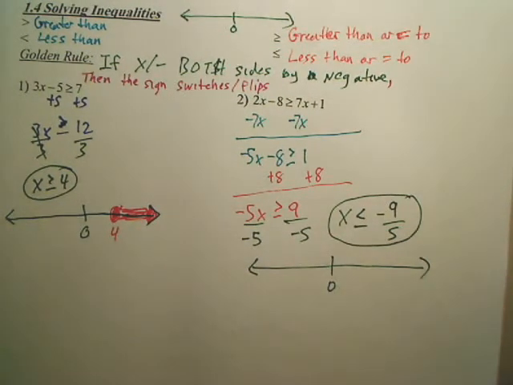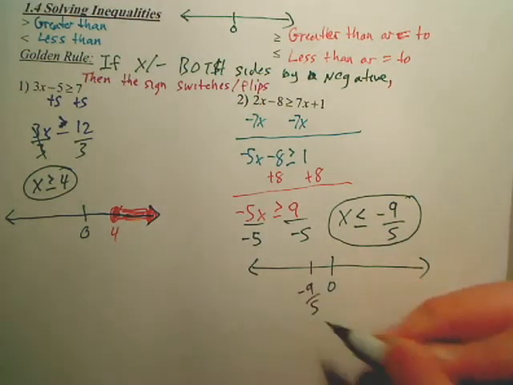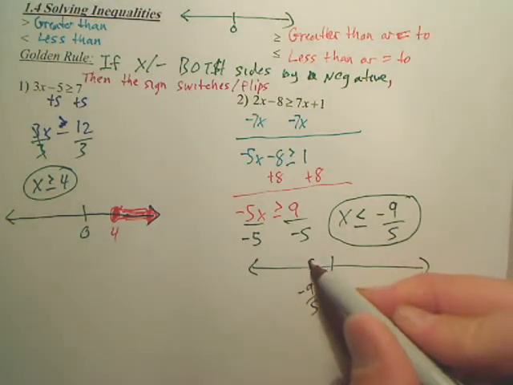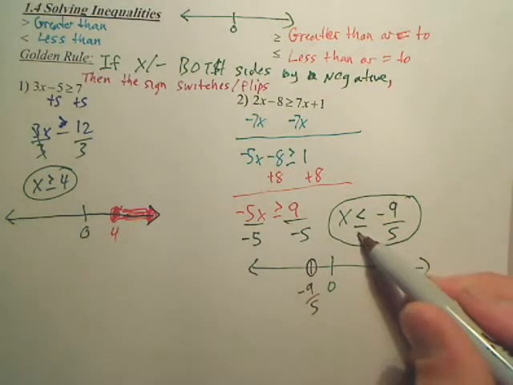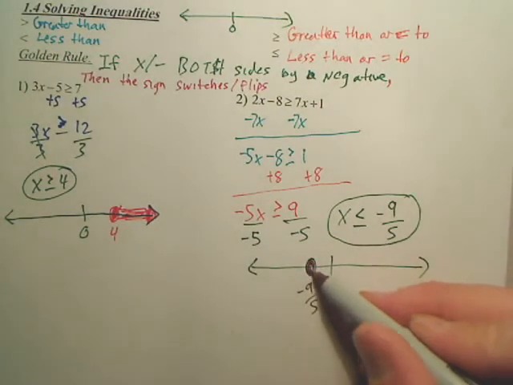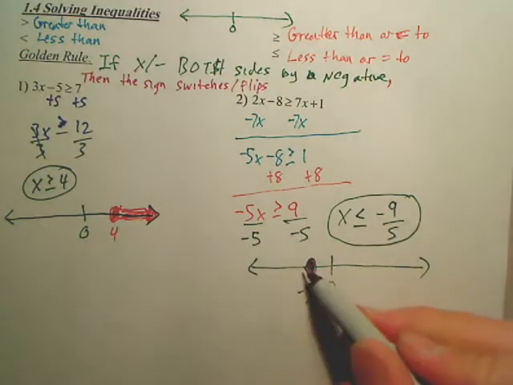And then we're going to make a little graph of it. Negative 9/5 is negative 1.8. Don't worry about exactly where it is. Just put negative 9/5. You know it's on the negative side. Open or closed circle? Closed, because it's or equal to, so that's part of the answer. And which direction does this arrow tell me to go? Left.